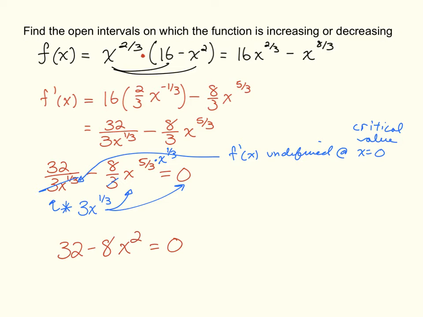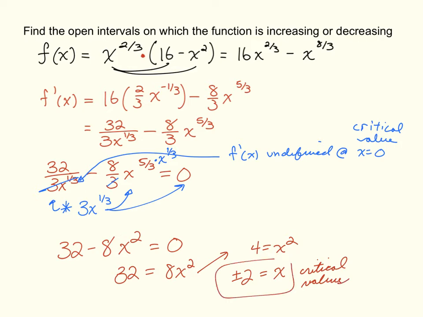From here, we can add 8x squared to both sides, so 32 equals 8x squared. You can divide both sides by 8 to get 4 equals x squared. And finally, when you square root both sides, you get x equals plus or minus 2. And these are more critical values for the derivative. So all in all, we have 3 critical values: x equals 0 and x equals plus or minus 2.